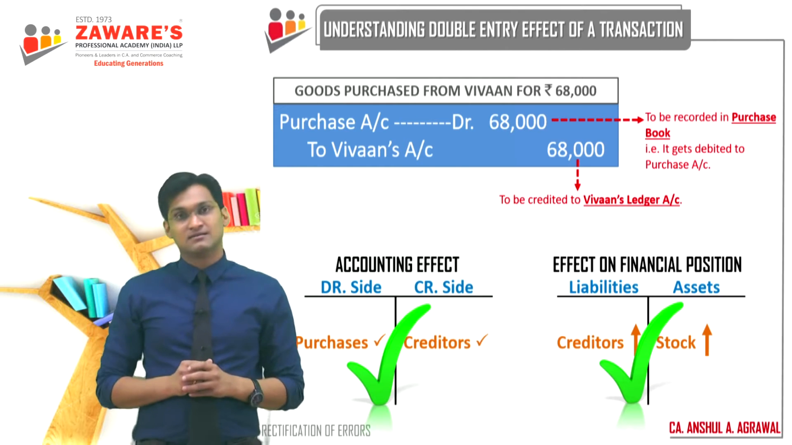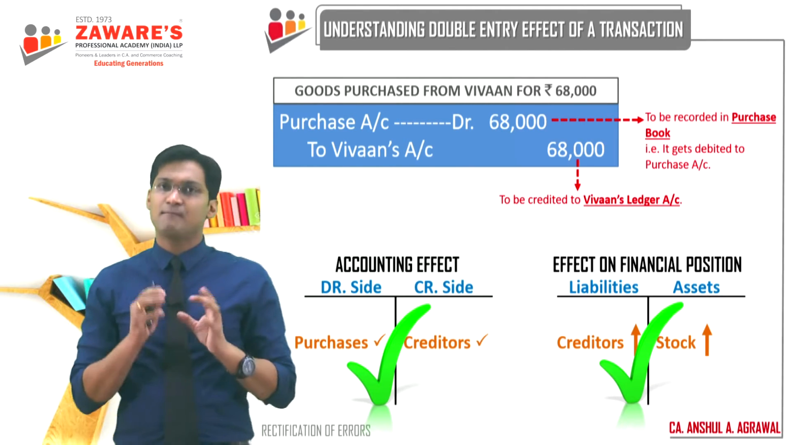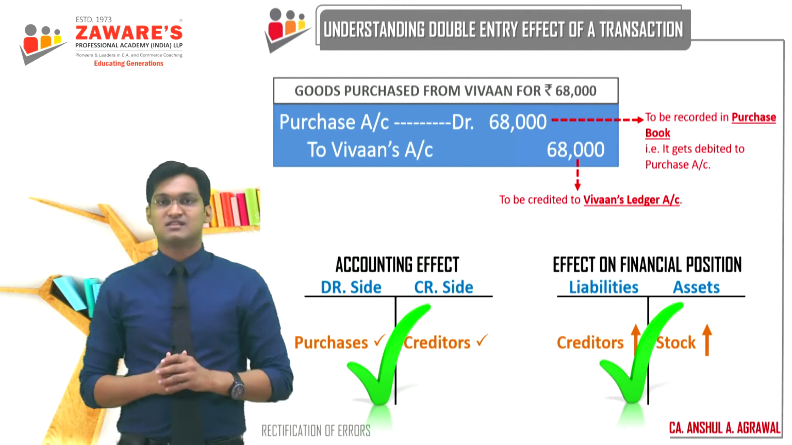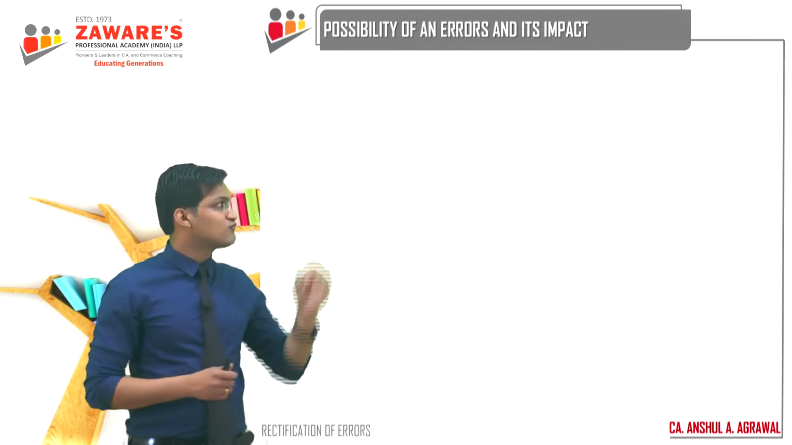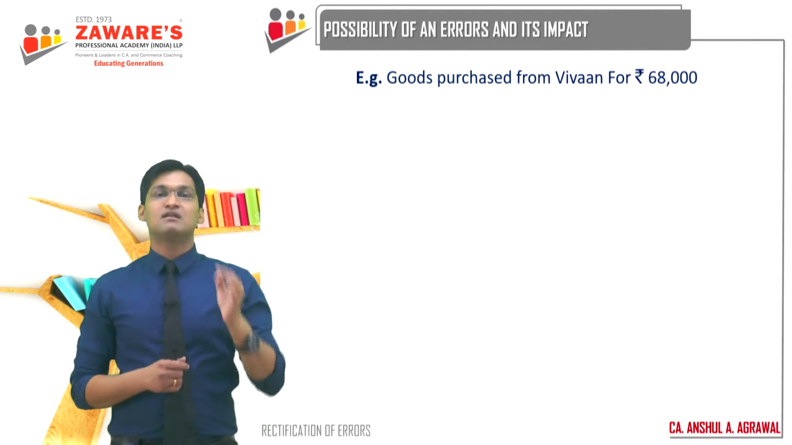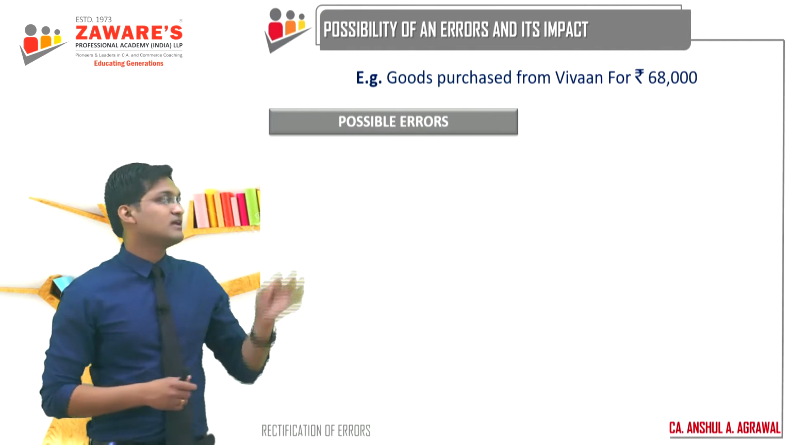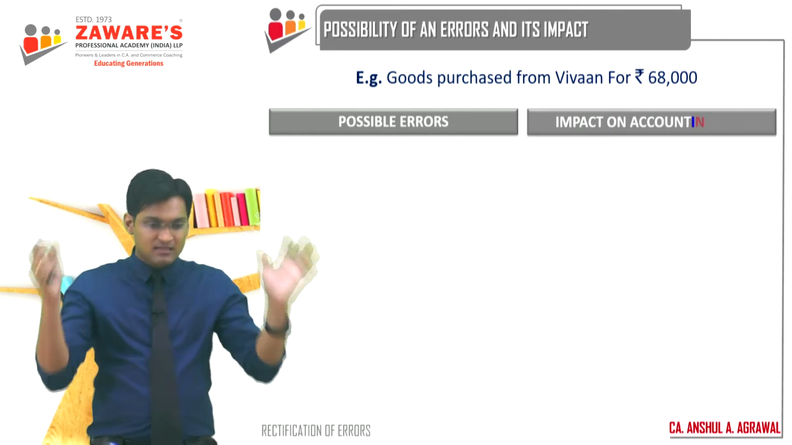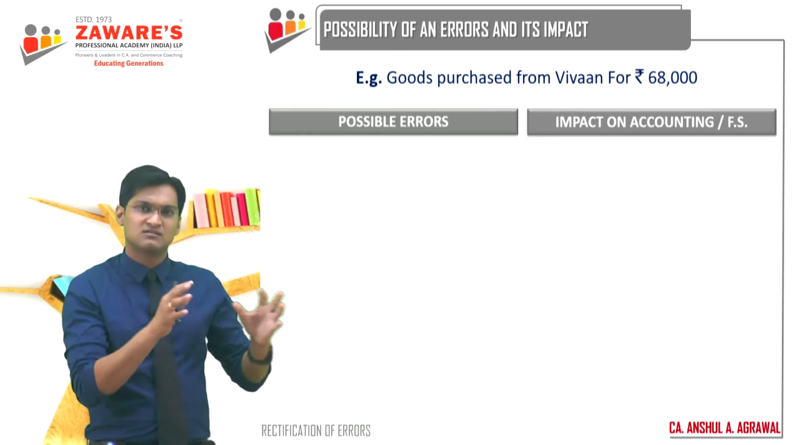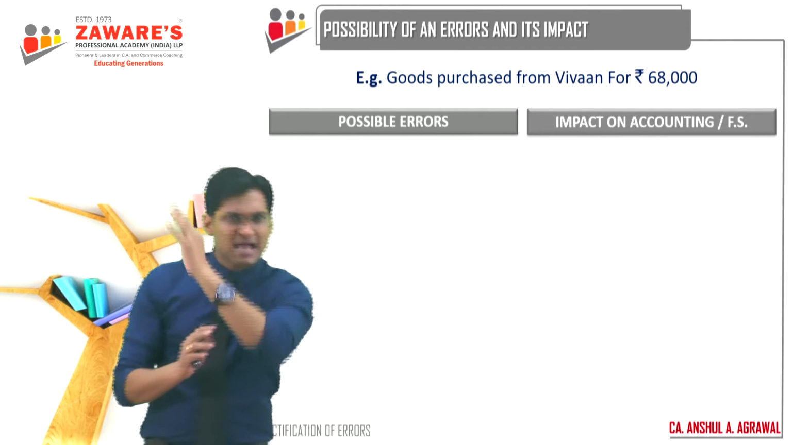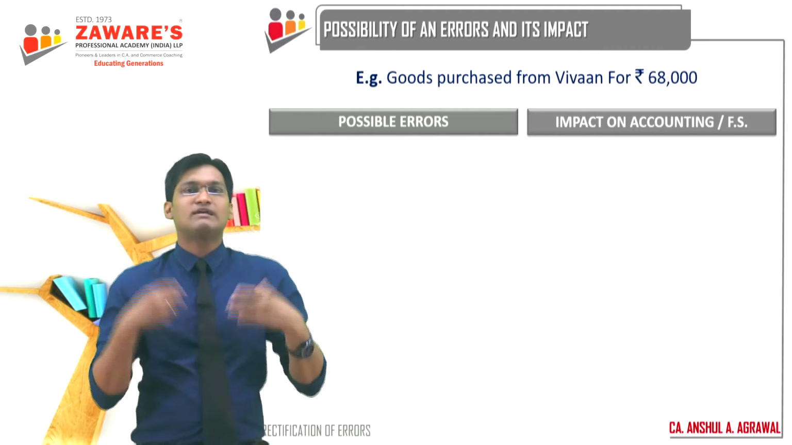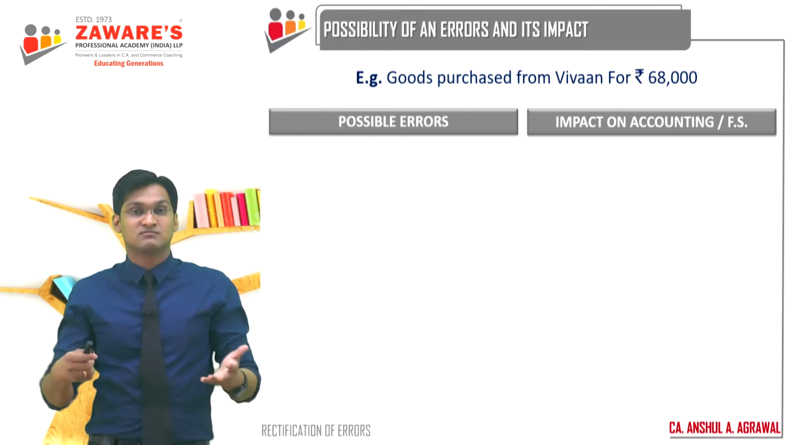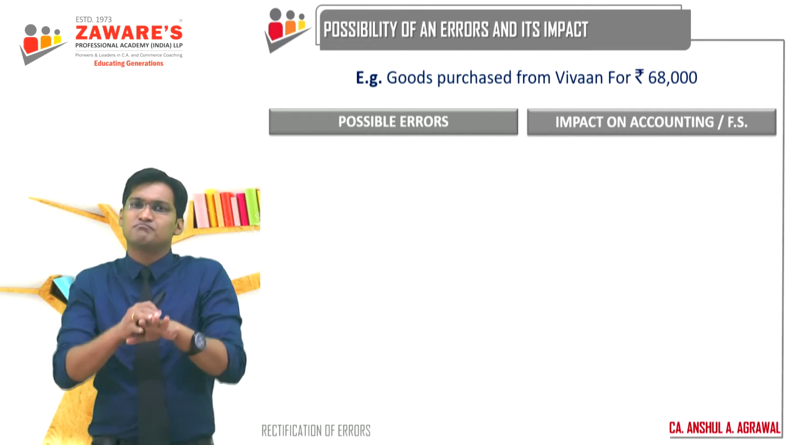Now what we will do, guys, in order to understand this topic in a better manner, we'll take this example ahead. Goods purchased from Vivan for rupees 68,000, and we'll now try to foresee what the possible errors are and what its accounting impact or impact on the financial statements is going to be. So in this slide, we are going to analyze this transaction from various aspects, and then see what errors can be made. Honestly speaking, I've still not started this topic conceptually. We are just discussing basic things.